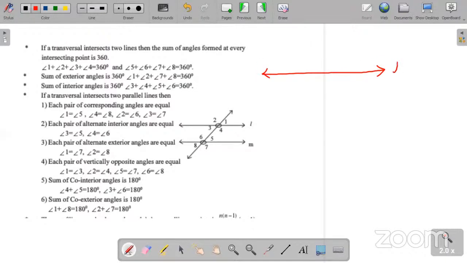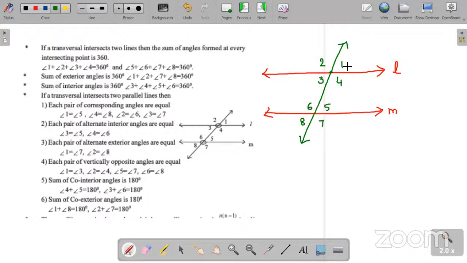For example, this is a line L. This is a line M. Now these two lines are intersected by a transversal. This is a transversal. Then how many angles are formed? 1, 2, 3, 4, 5, 6, 7, 8.